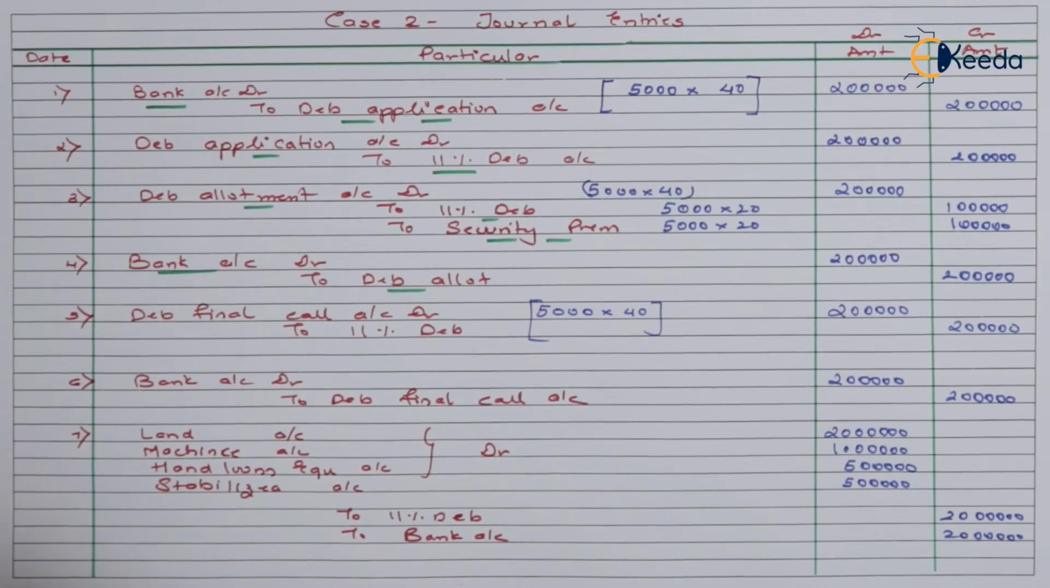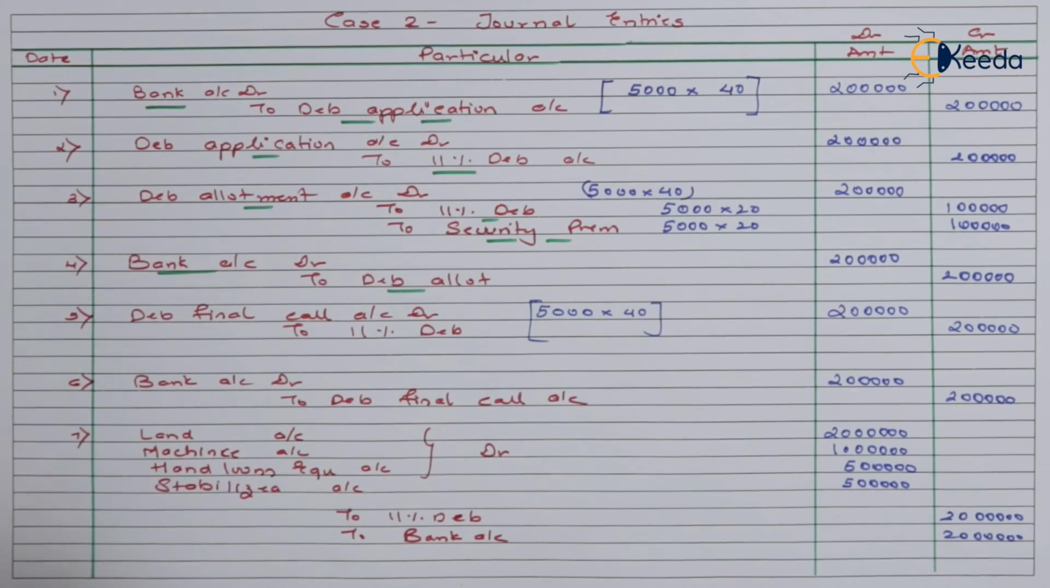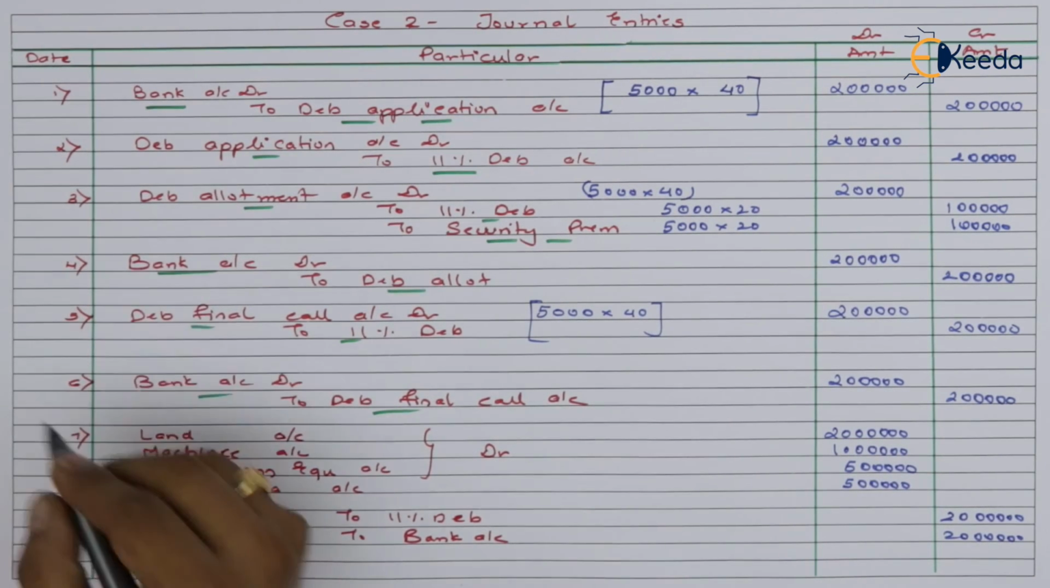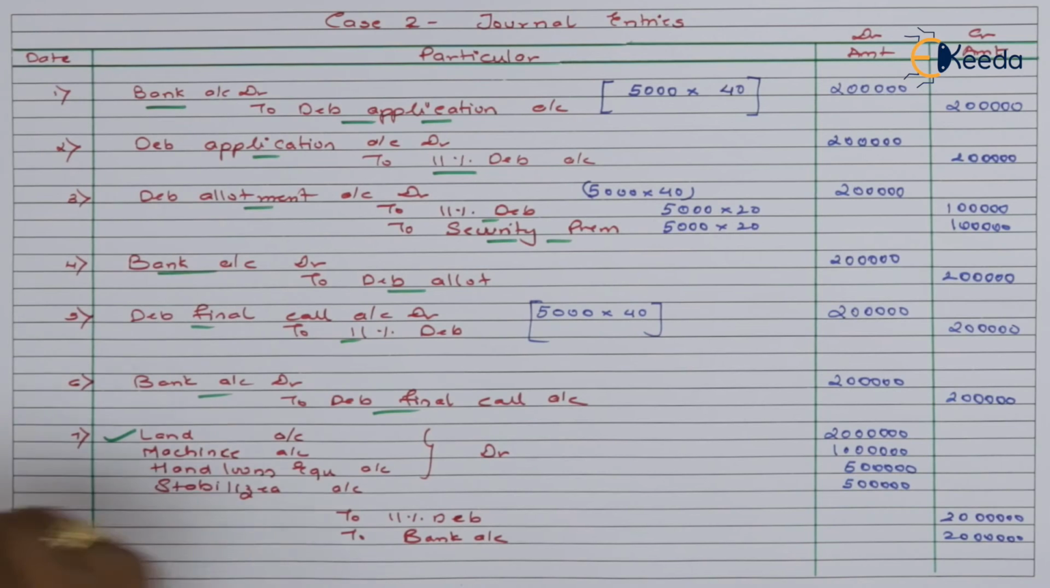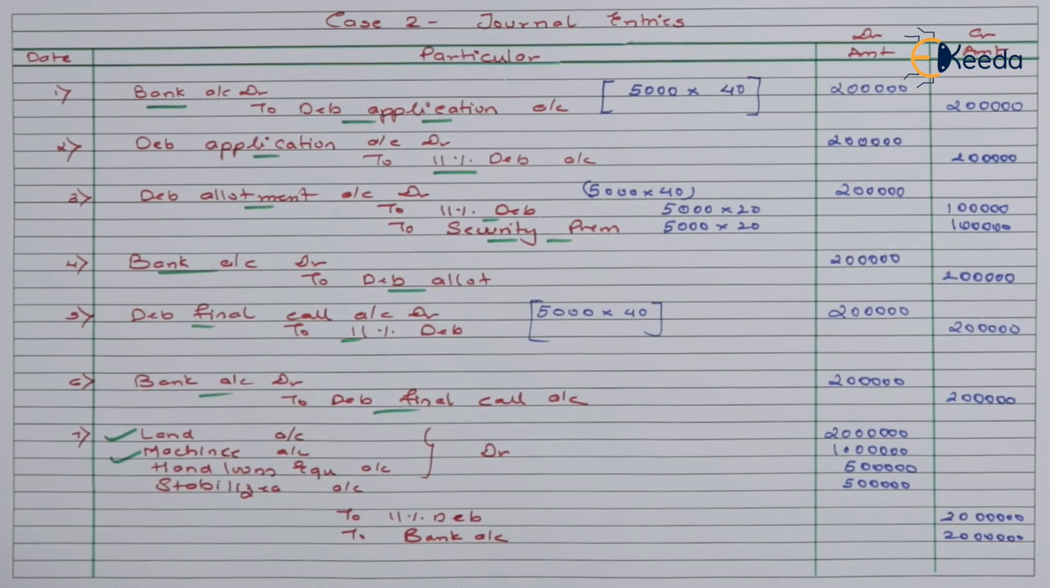On the similar pattern, we have final call entry, and that means the due and receipt of final call has been passed. Due entry will be debenture final call account debit to 11% debenture, 2 lakh rupees. And the receipt entry will be bank account debit to debenture final call, as there are no calls in arrears, again rupees 2 lakh. Now that all these things are done, we come to the next part of the question, whereby they have purchased certain assets and the payment was made 50% in cash and 50% in debentures. So they have purchased land, machinery, handloom equipments, and stabilizers.